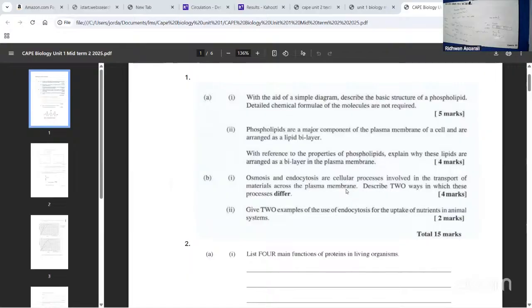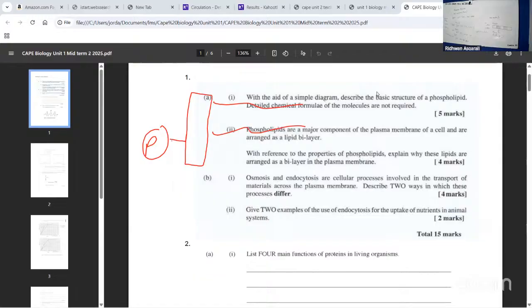All right, we're just running through it quick. They want us to use a diagram to show the structure of a phospholipid. Not the chemical formula, just the basic structure. What are the main things of a phospholipid, structure-wise? You have your phosphate group attached to the glycerol backbone, and you have your 2 fatty acid tails. The diagram is about 3 marks, and then how you describe the structure.